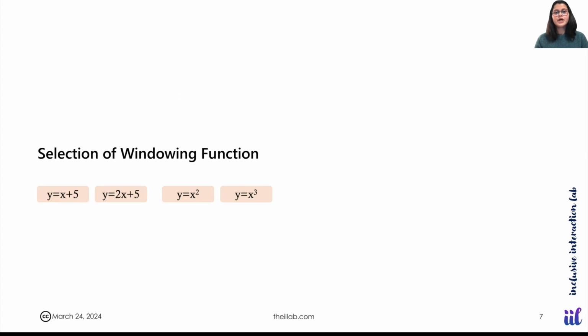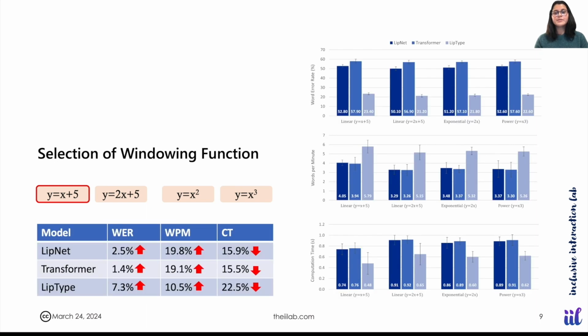To determine the optimal windowing strategy for real-time silent speech recognition, we assessed two linear and two nonlinear functions with three pre-trained silent speech recognition models. Our finding revealed that a linear function y equals x plus 5, where x represents a window start time and y represents a window end time, offers faster input speed, though with slightly higher errors.